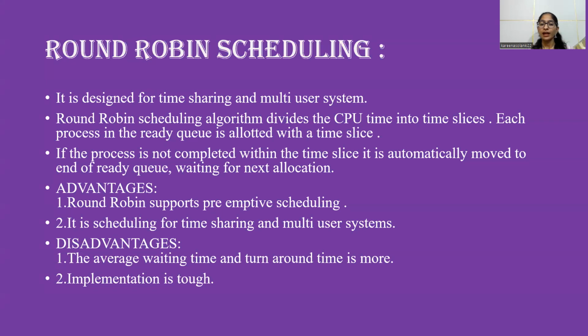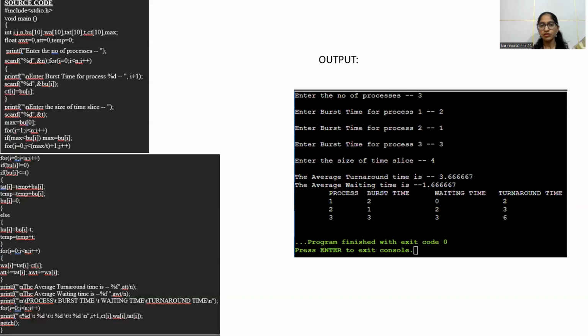It is suitable for time sharing and multi-user systems. The disadvantages here are that the average waiting time and the turnaround time are more, and the implementation is tough. So in this particular block of code, we could see that the processes are executed, and it asks to enter the size of the time slice, which is 4. Within this time slice, if a process is executed, it finishes in that round. If not, it will come again for the next round of allocation.